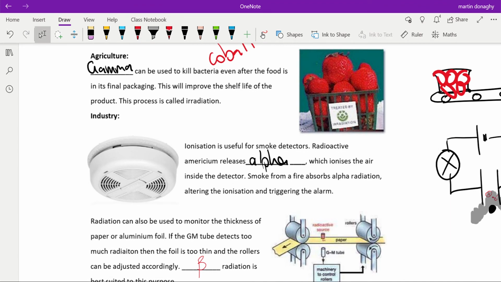Likewise for our smoke alarm, we want our smoke alarm to last a long time, so we need an alpha source that has a long half-life. So in this case we would use the americium 241, and that is the one that is used in smoke alarms. It has a half-life of 433 years, and we're not going to see much of a decrease over the lifetime of a house even.